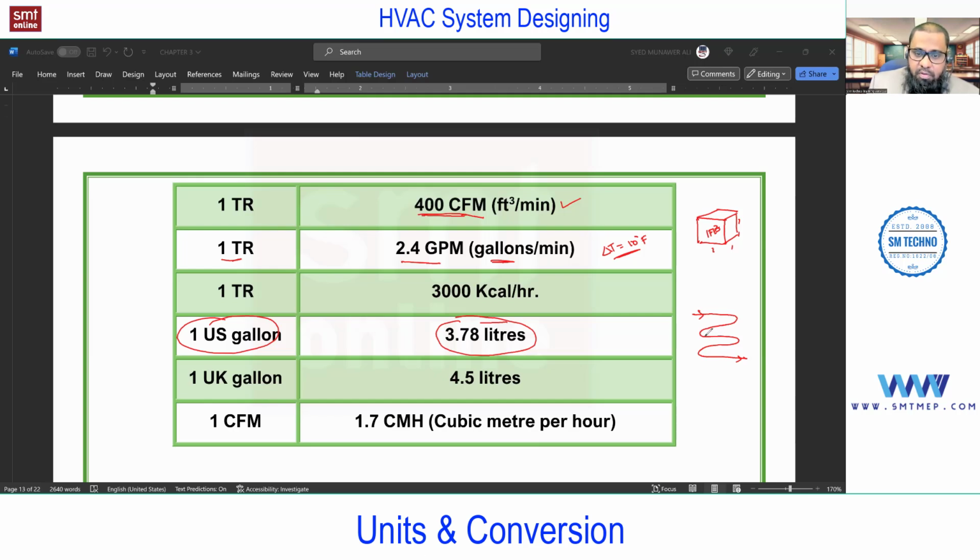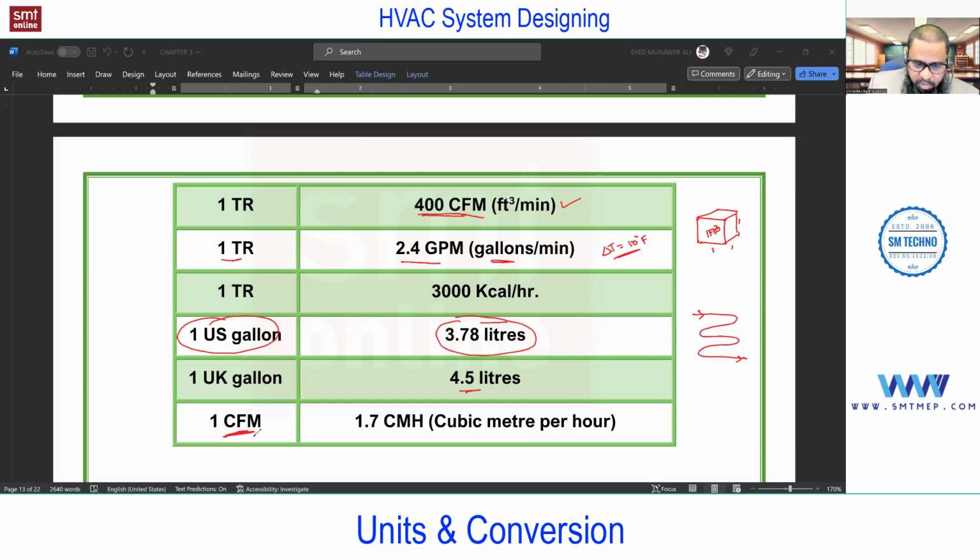So this is related to the flow rate of water inside the tube, and we consider the standard 2.4 gallons per minute, and this gallon is a US gallon, not UK. If you talk about the UK gallon, 1 UK gallon equals 4.5 liters. If you're working in the UK, you can use this, but in the rest of the areas one can use 3.78 as the standard.